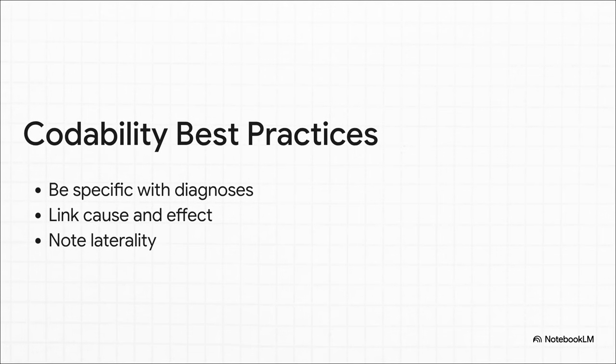To synthesize everything we've talked about today, here are the absolute best practices for codability. 1. Be highly specific. Never just say stroke if it's an acute ischemic stroke. 2. Clearly link cause and effect in your notes. 3. Always document exact laterality, left, right, or bilateral, because missing that can easily trigger a claim denial. 4. Keep the daily problem list updated with only active, relevant conditions. And 5. Always clearly distinguish if a condition was present on admission or acquired in the hospital.